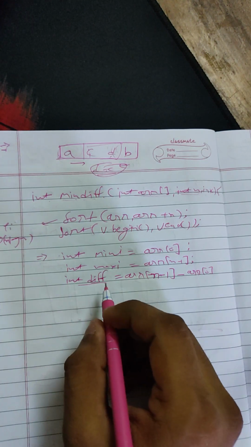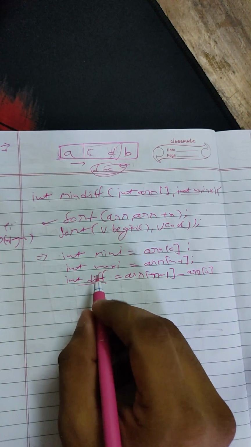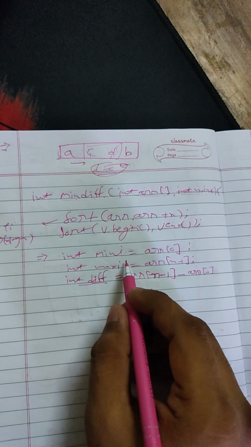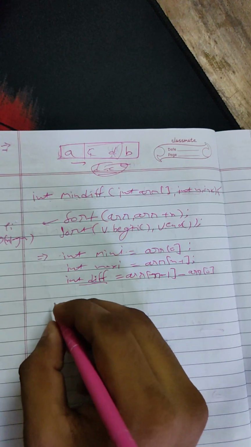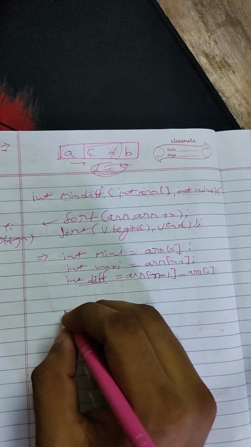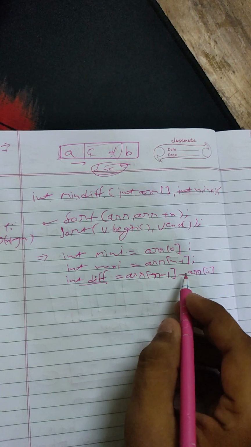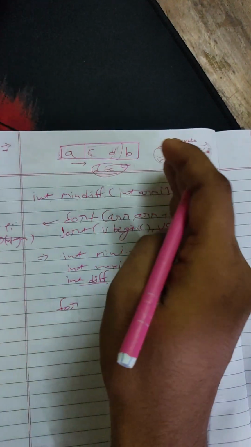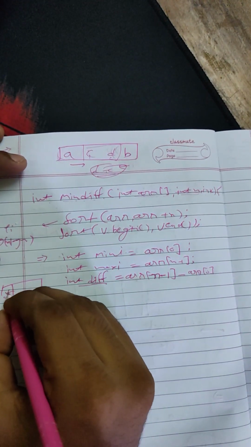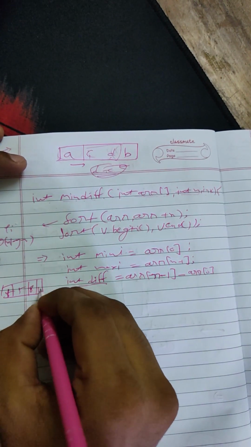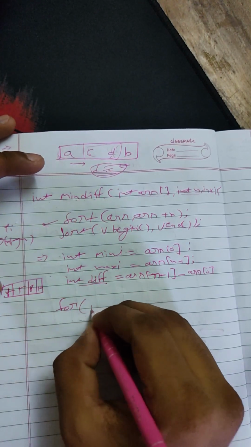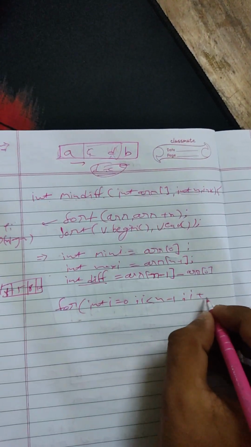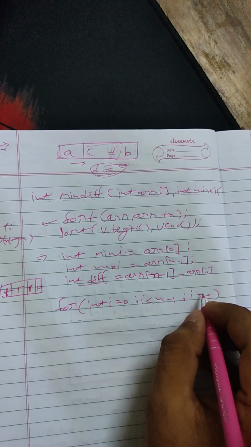This can be my answer, and if there is something in between, then that can also be my answer. Now I am taking a loop, like in the previous question: for i equal to 0, i less than n minus 1, i plus plus.